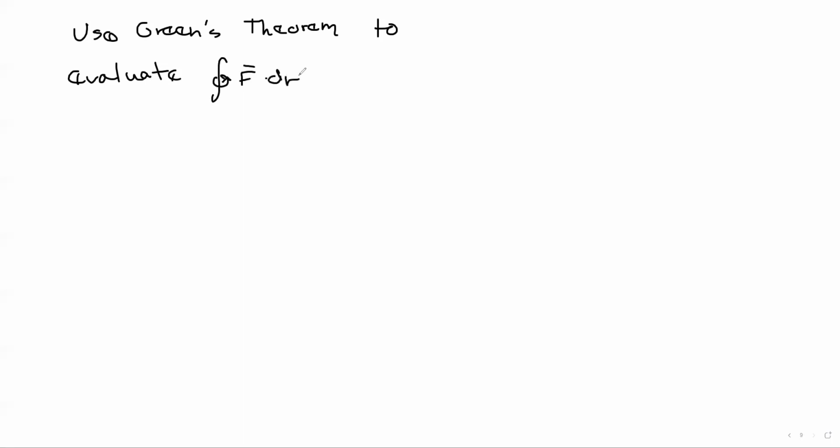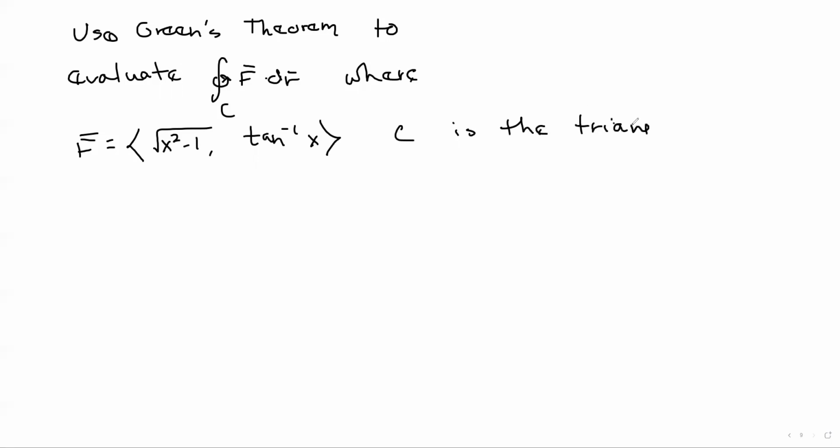Okay, let's go through and do another one here. So again, you're told to use Green's theorem. Big surprise there, told to use Green's theorem in the section on Green's theorem to evaluate the integral of F dot dr over C, where F equals square root of x squared minus 1, arctan x. And C is the triangle from (0, 0) to (1, 1) to (0, 1) to (0, 0).